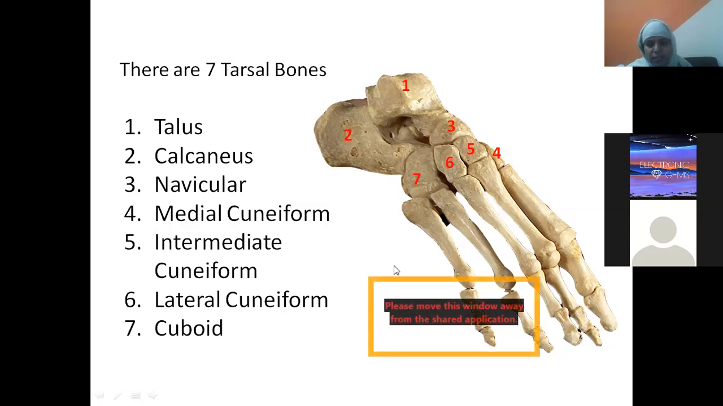What are these bones? Metatarsals, isn't it? And what are these bones? Phalanges. So how many phalanges do we have? 14. In the big toe, we have 2. Very good, 14. In the rest of the toes, we have 3 each, 1, 2, 3.